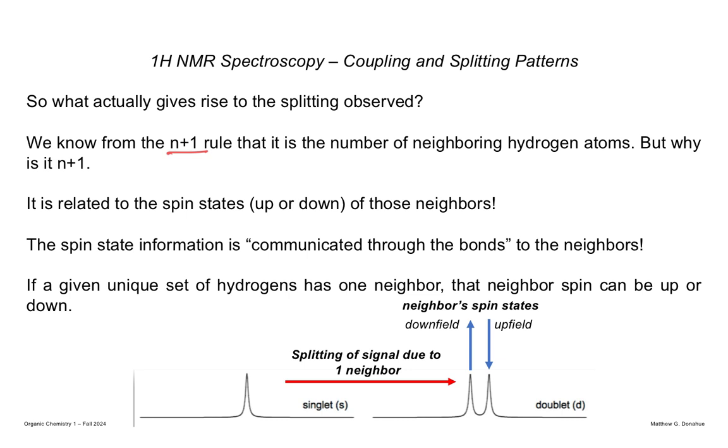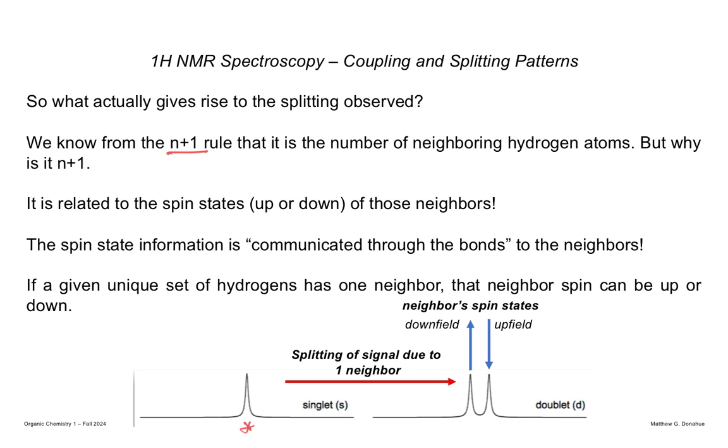So again, if this is your signal of interest here, that is impacted by the number of neighbors. So if there's one neighbor, you get 1 + 1 is 2, because the spin states of those neighbors impact that first approximation signal. Does that make sense? I'm getting some very scary looks from the audience here.